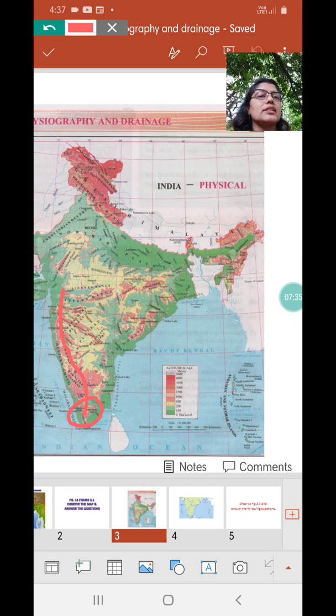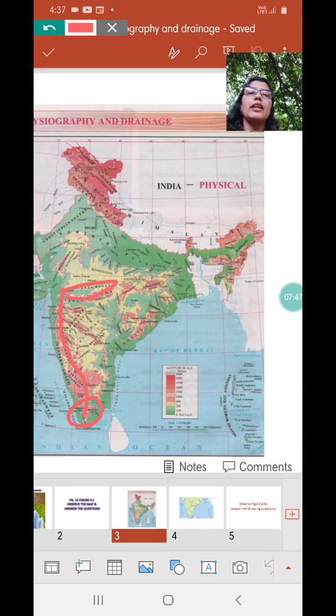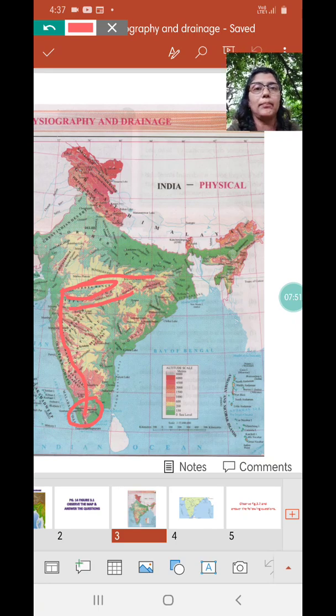The next question is, the Vindhyas act as a water divide between which two river basins? Now if you look out for Vindhyas, you find Vindhyas here in this region. And if you look out, you have Narmada, and below that you find river Tapi. So Vindhya acts as a water divide between Narmada and Tapi river basins. So with this we end with the physical map of India.